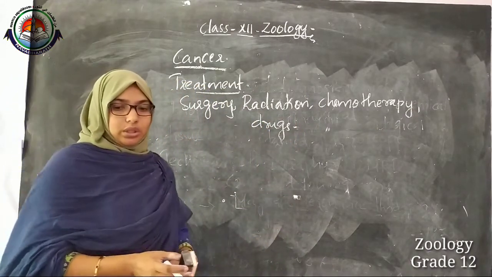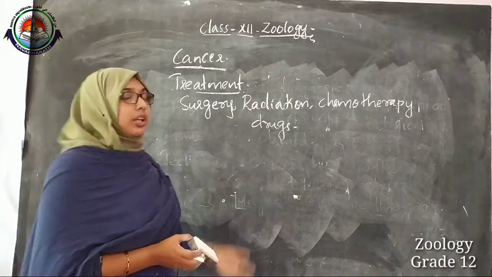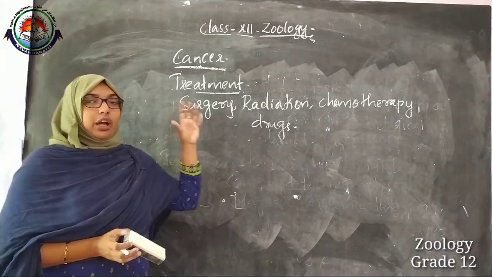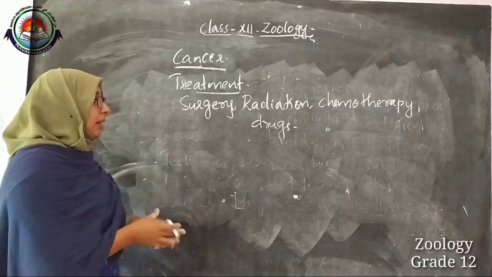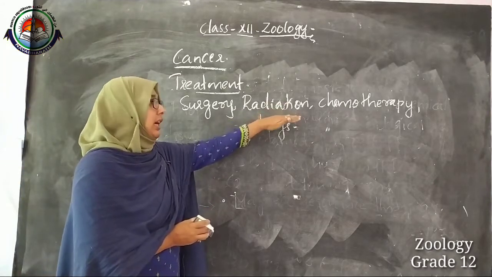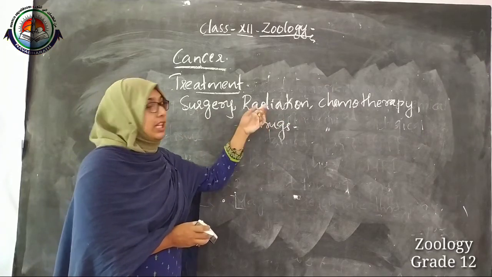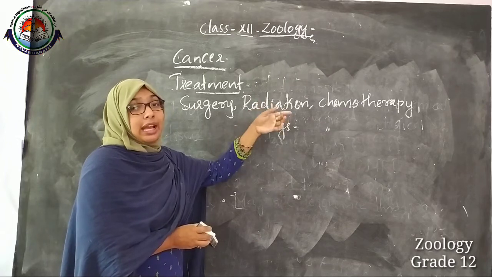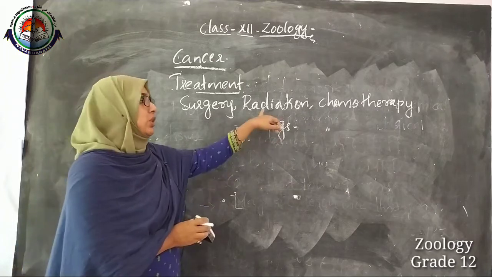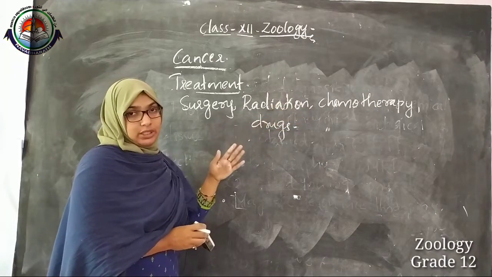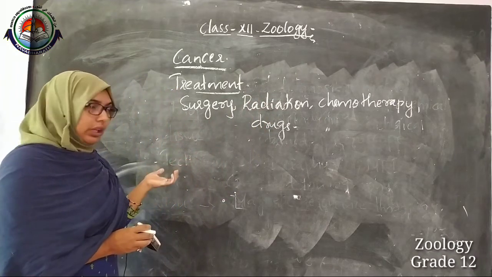Clear? So, what is done in radiation? In the case of radiation, radiating rays will be used to damage the tumorous cells, but extra care has to be taken to ensure that only the tumor cells are being destroyed with this radiation, and meanwhile the normal cells should be protected from these heavy radiations. Clear? And chemotherapeutic drugs are also given.